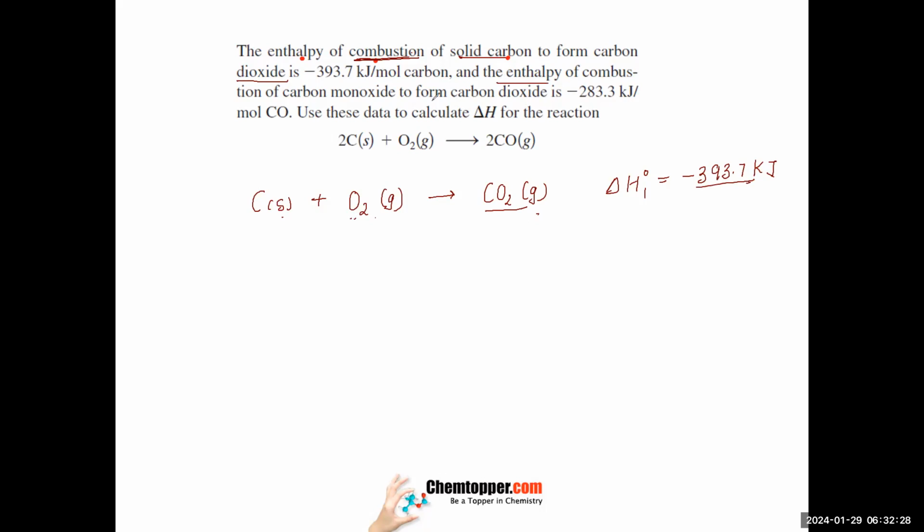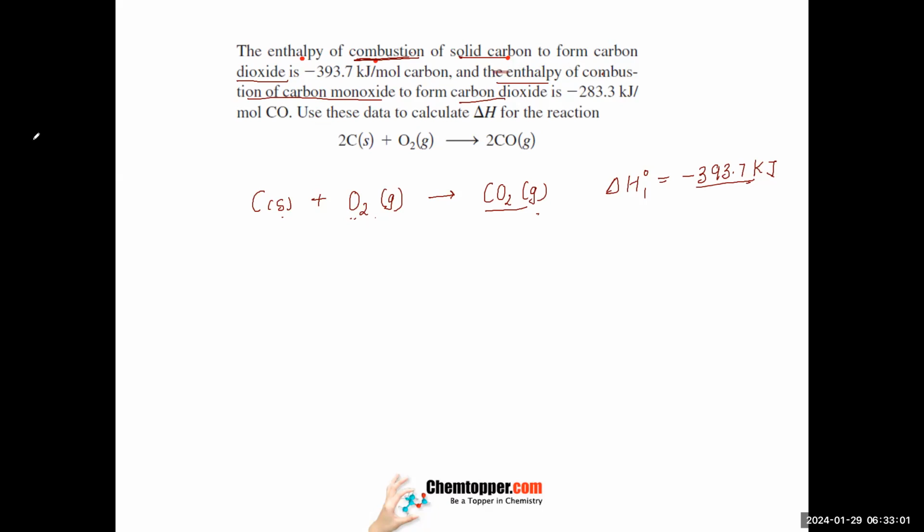The enthalpy of combustion of carbon monoxide to form CO2. Again, combustion. But what is the reactant here? So, what are the reactants in this combustion? What are the reactants? No, no, in the second one. The first one I have written. Now you have to read the second one.